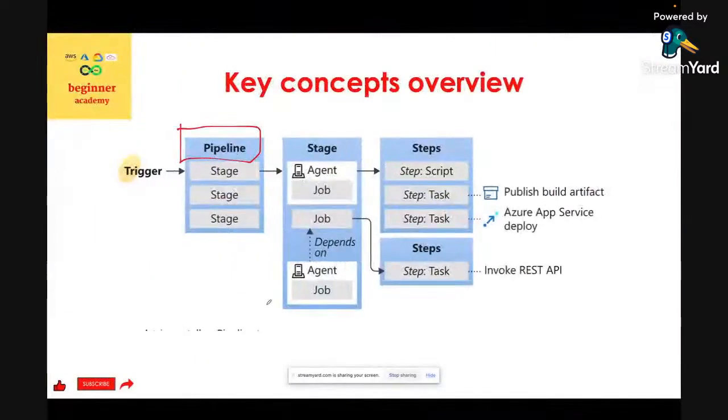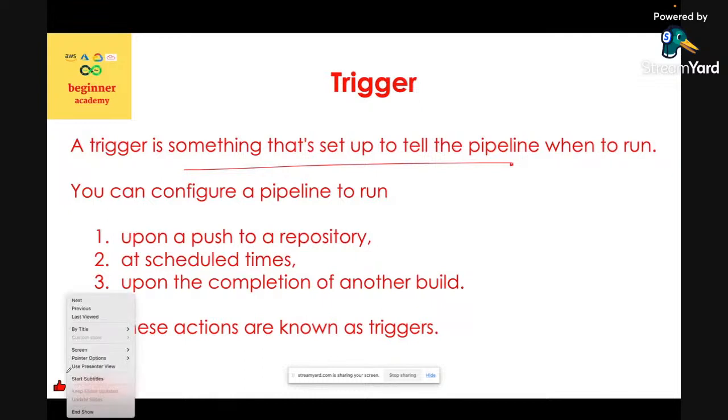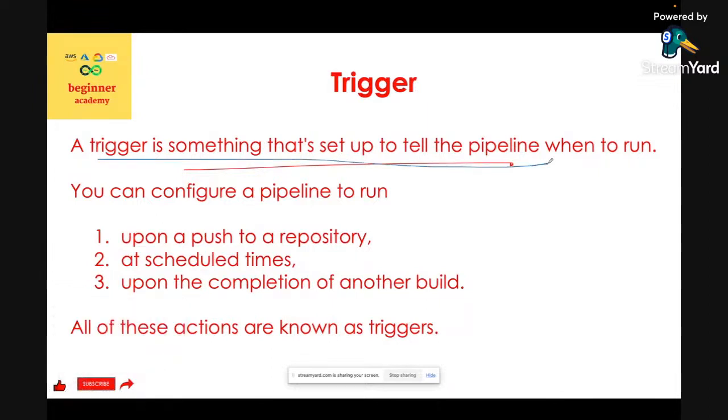If I want to show you the theory about it, trigger is something that, once you set it up, the pipeline will trigger automatically. Let me choose a different pen. Trigger is automatic, so there is no human intervention. Someone will check in, someone will push the code into the repository to the specific branch, and automatically it will trigger. If you want, you can also schedule it.